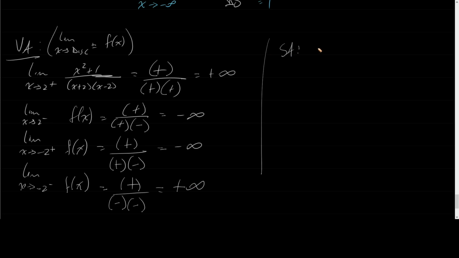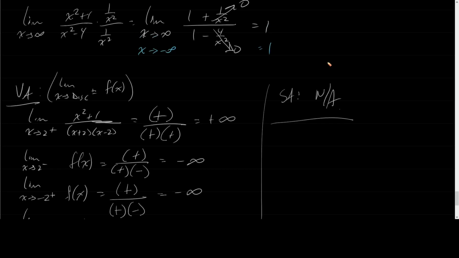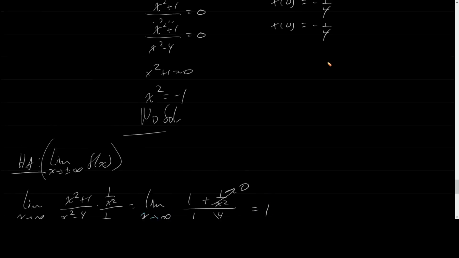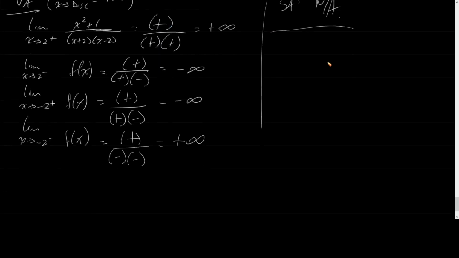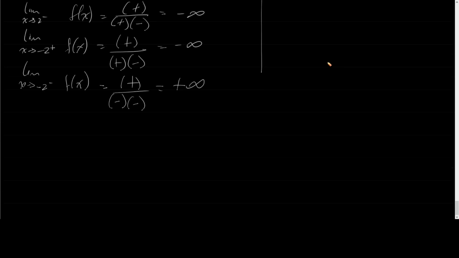Slant asymptotes, not applicable. Why is it not applicable? Because in here we have a quadratic over a quadratic, right? So the degree of the numerator is not larger than the degree of the denominator. All right, so let's see what we get here. After that, we want to find critical points. So let's find some critical points.